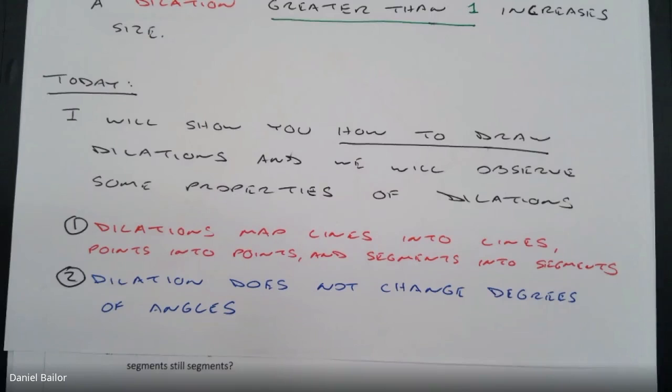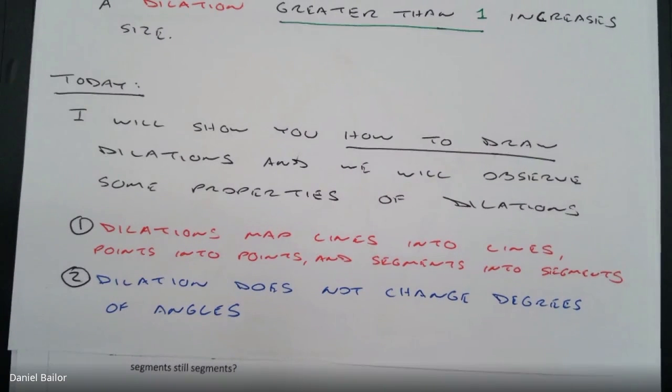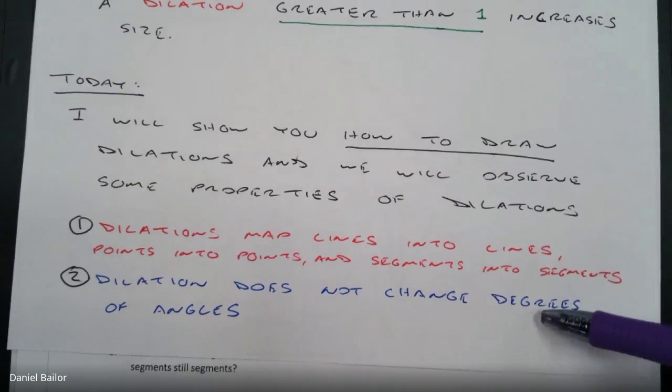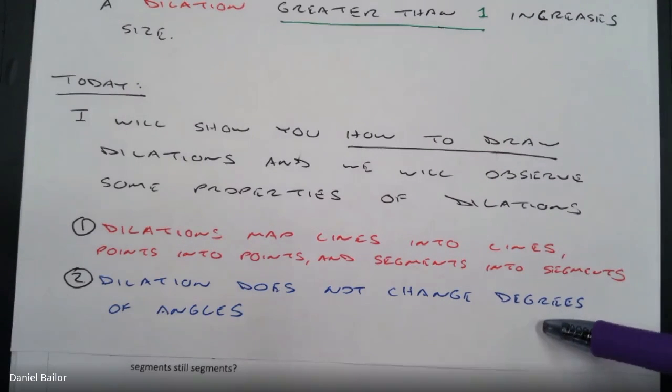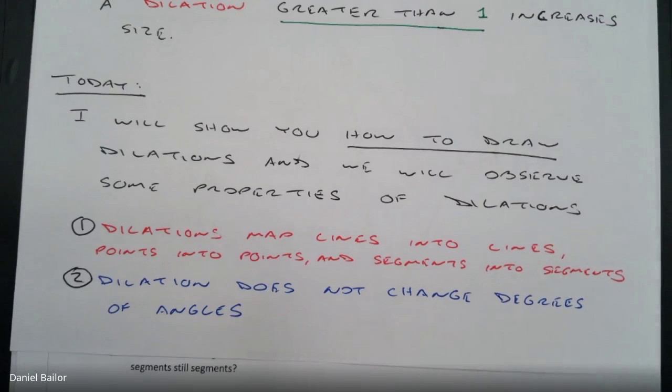So that's a little bit of a trick, something you might not have known, or might have gotten wrong if I asked you yesterday. But today you know that with dilations, part one, the shapes stay the same, and part two, the degrees of angles stay the same even if the sides change. So that's our second property for today.